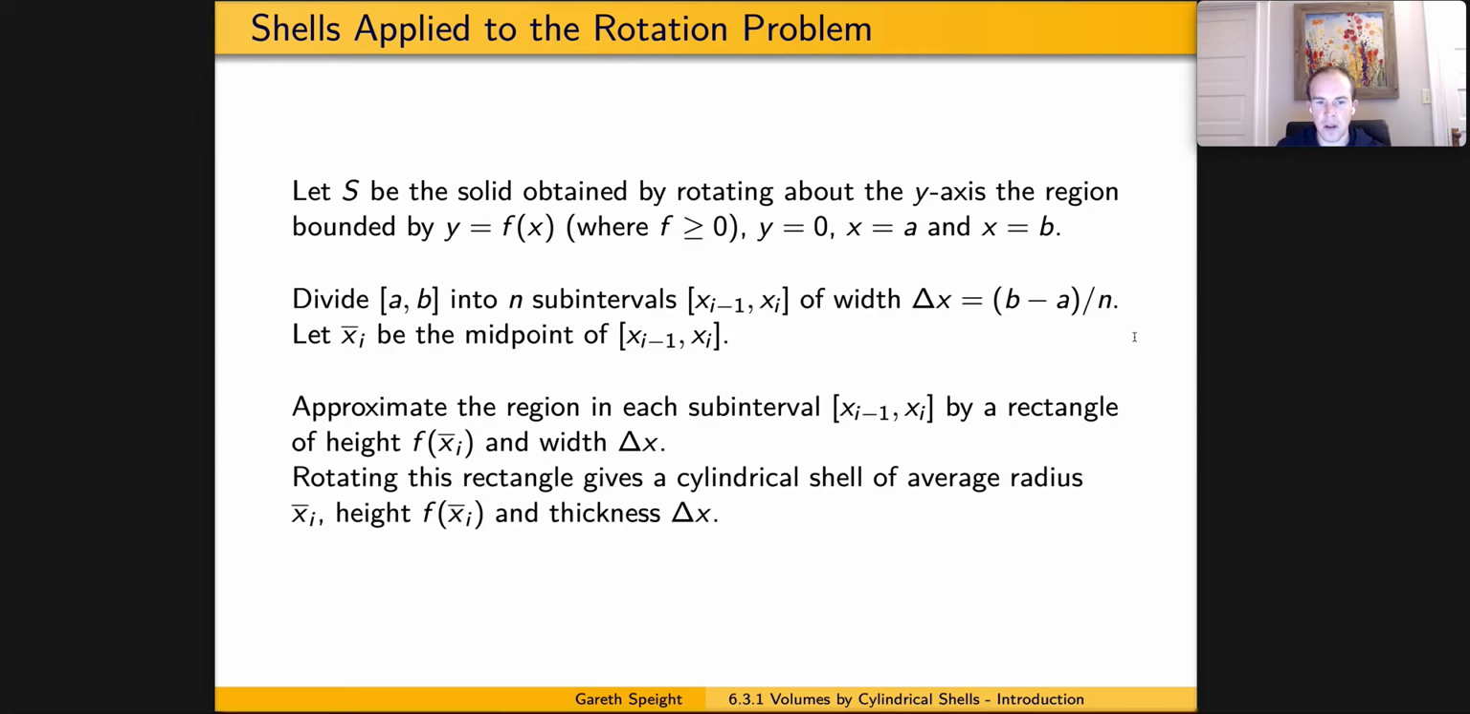So if we rotate the rectangle, that's going to give us a reasonable approximation of the rotation of the area under the curve. So if we rotate this rectangle, then we're going to get a cylindrical shell. It's going to have average radius x_i bar, it's going to have height f of x_i bar, and it's going to have thickness delta x. So let's see how that works. We're saying, approximate the graph by rectangles. If we rotate the rectangles, we get cylindrical shells, and the cylindrical shells put together are going to approximate the volume that we're after, the volume of revolution.